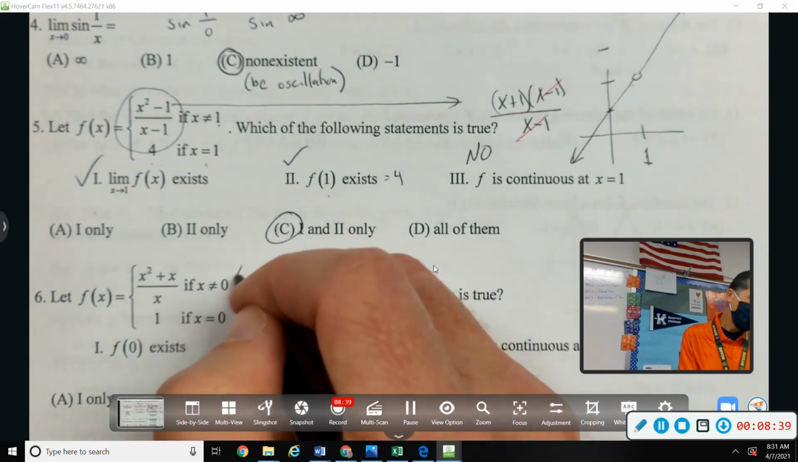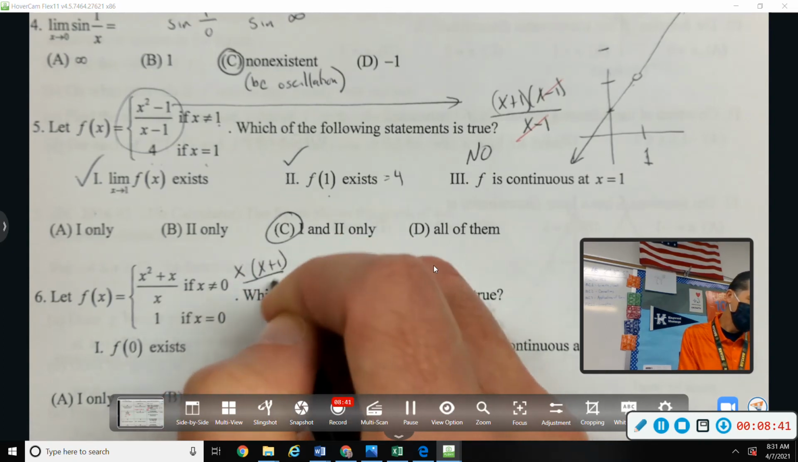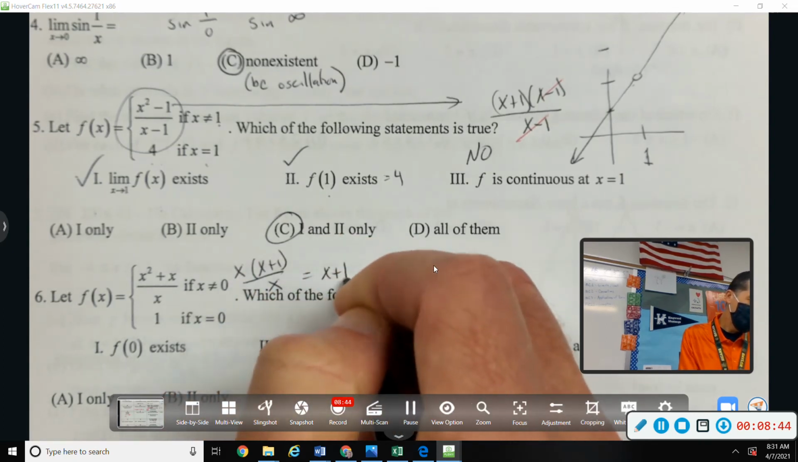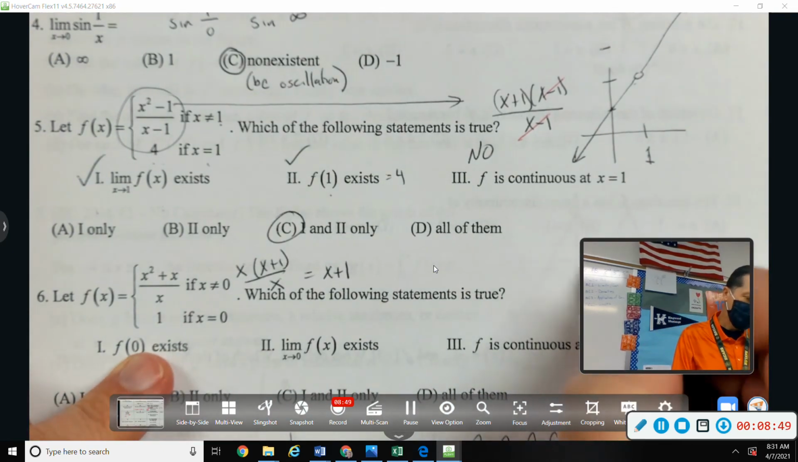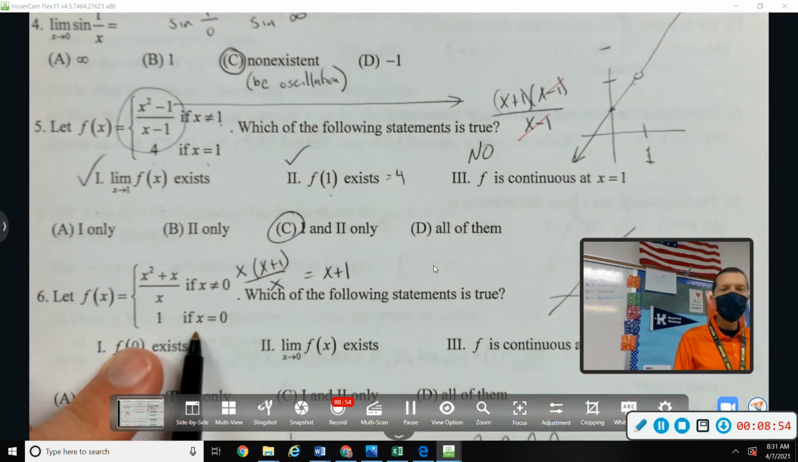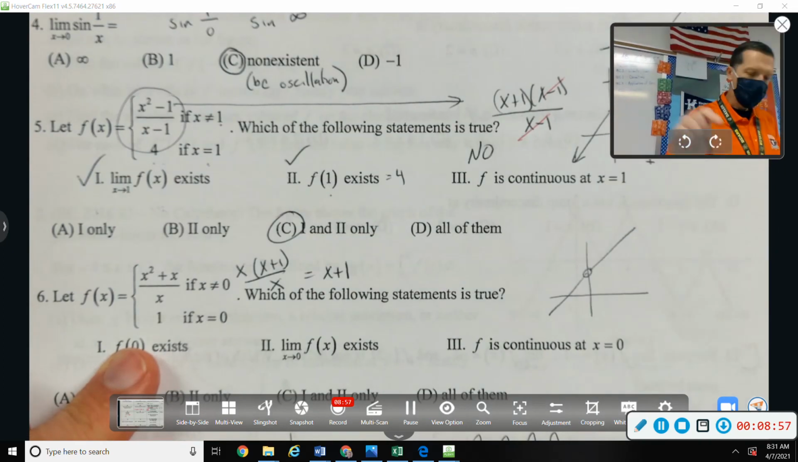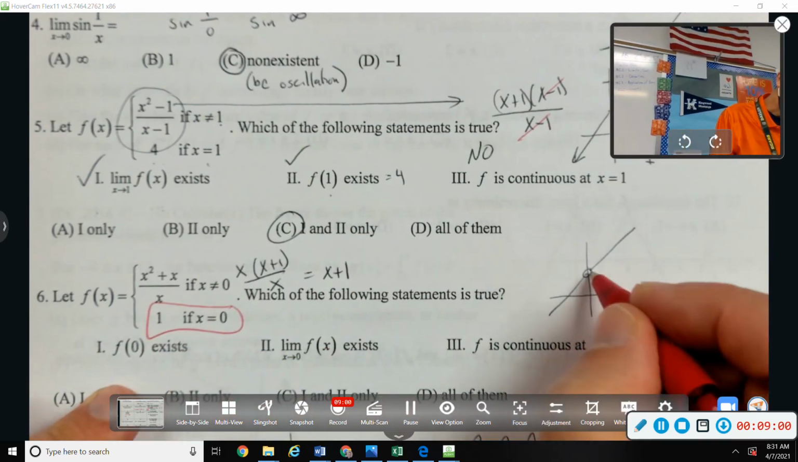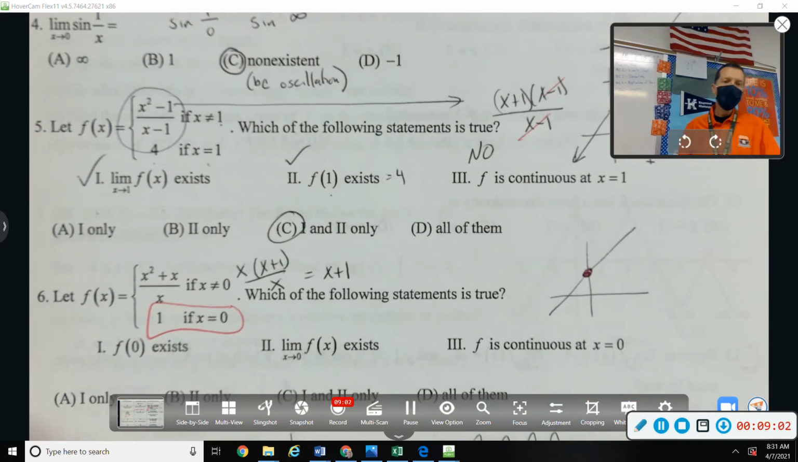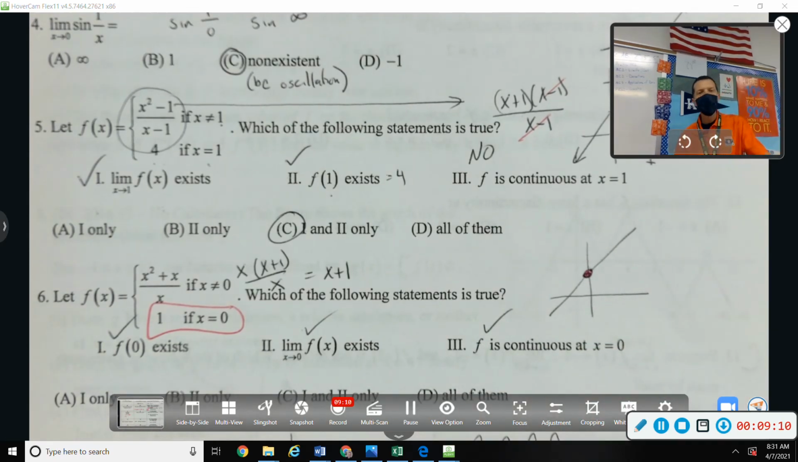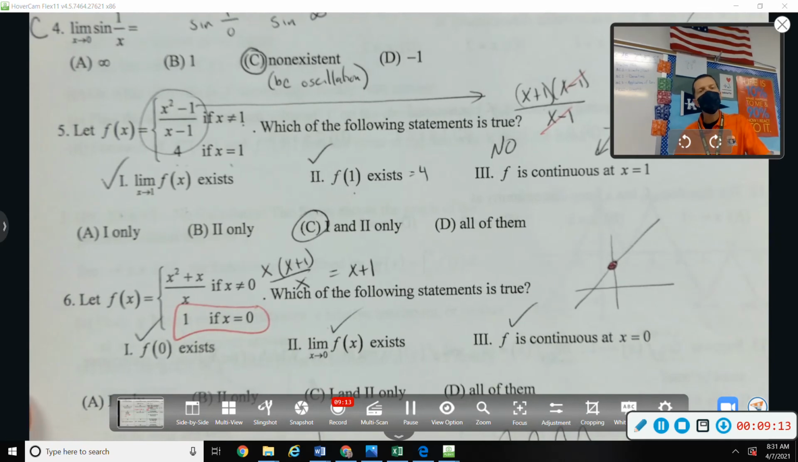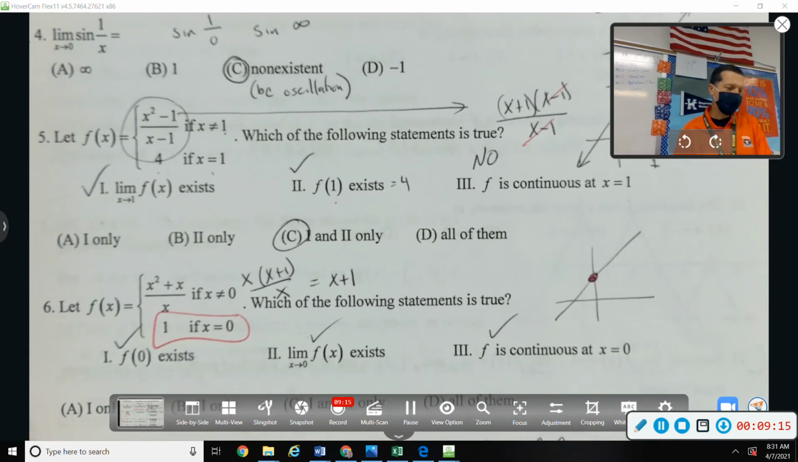And I bet 6 is similar, except that this one, it's the same x plus 1, same graph, but when x is 0, y is 1, so that fills the hole. So yes, f of 0 exists, yes, the limit exists, and it happens to be continuous because they filled the hole in. So 5 and 6 are real similar, but 5 didn't fill the hole and 6 did.